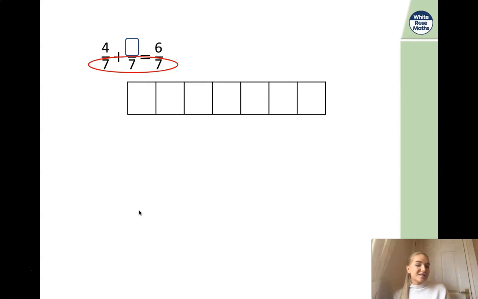And I can see that I've split my bar into 7 parts because I am counting in sevenths. And what I can do is I know that one of my parts is 4/7, and I can show that on my bar here. Now to make 6/7, I know that I am going to need to go up to this line here. Now how many squares is between this line and this line? That's right, 2/7. So 4/7 add 2/7 gives me 6/7.